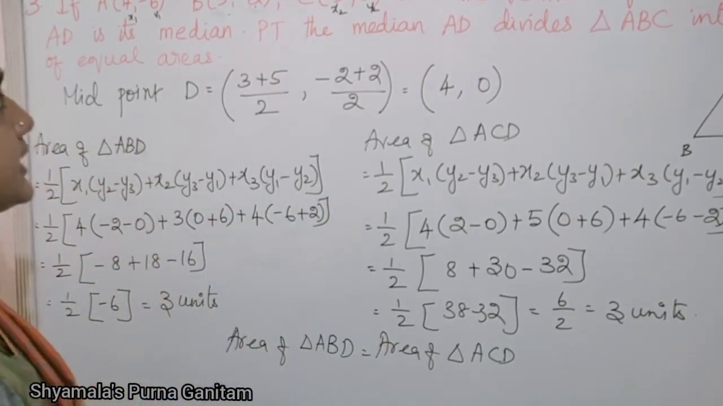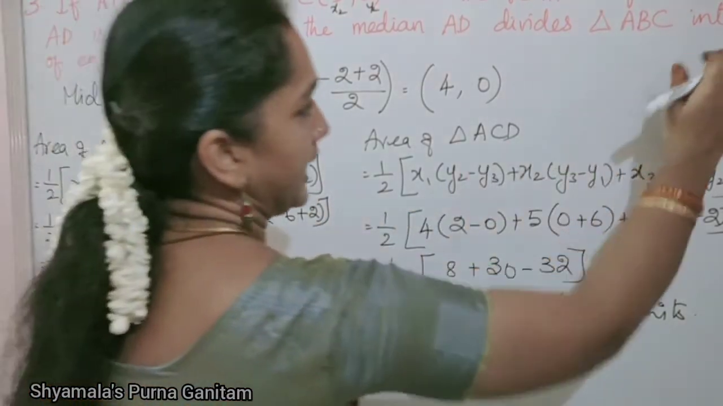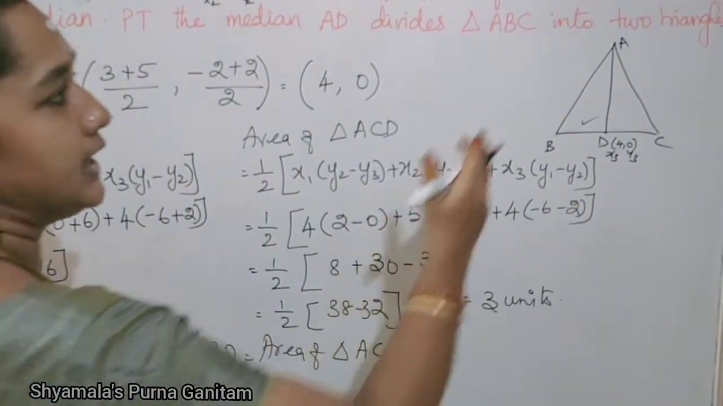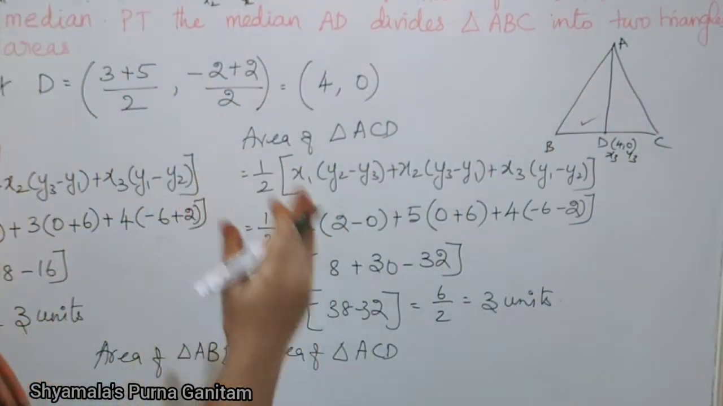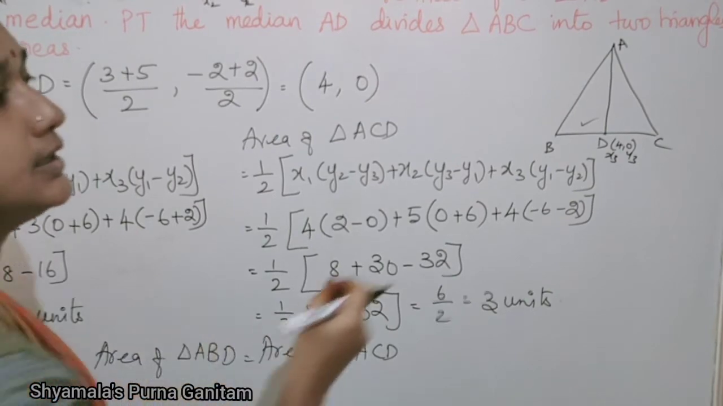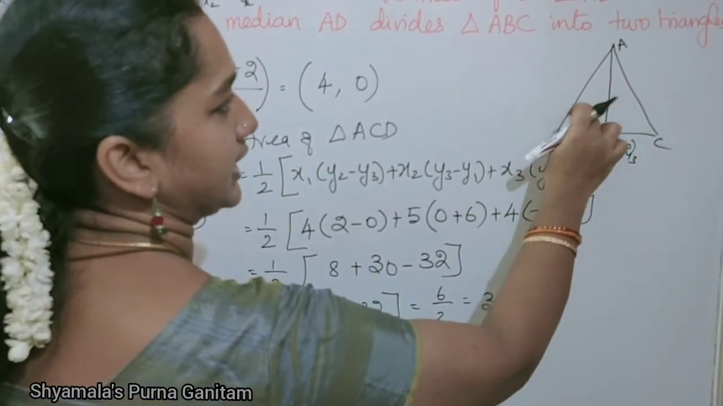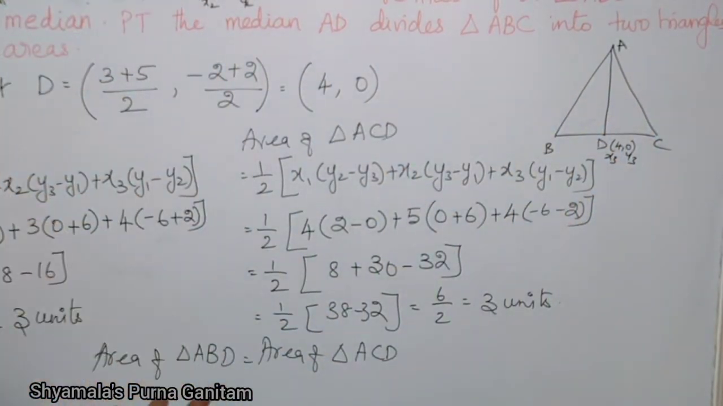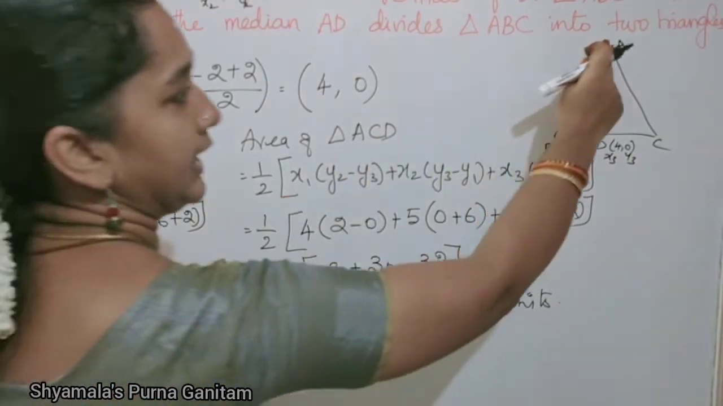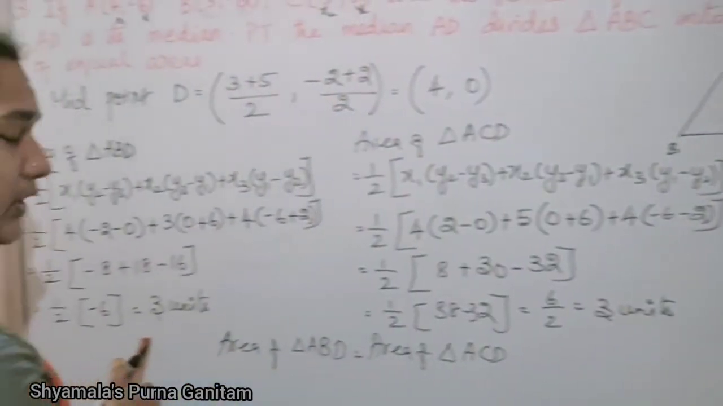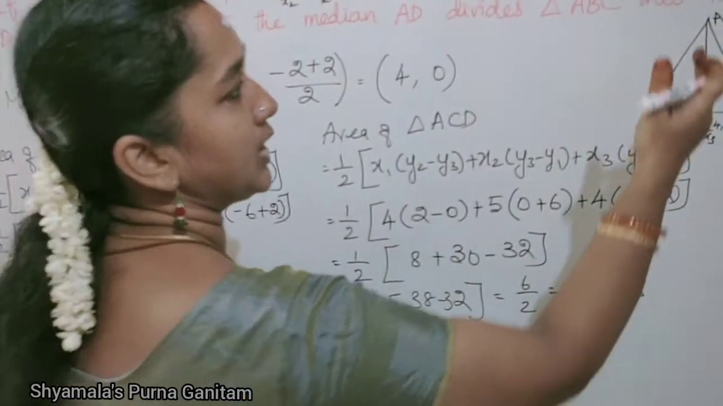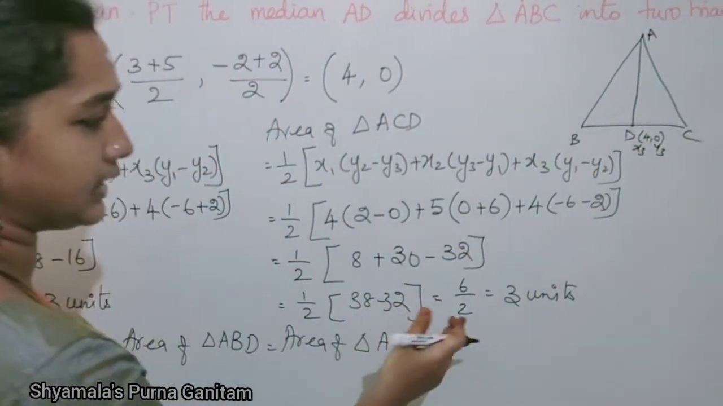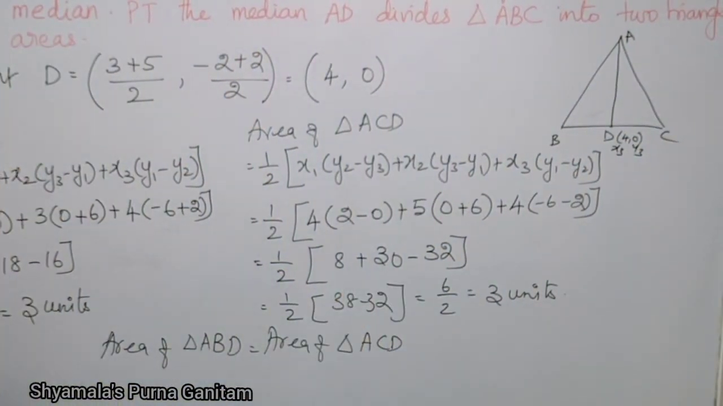One more thing I will say. The question given is that ABC is a triangle and AD is the median that divides the triangle. You are asked to prove that the median divides the triangle into two equal areas. So we found the area of triangle ABD, which we got as 3 units. Then we found the area of triangle ACD, which we also got as 3 units. So we have proved that.